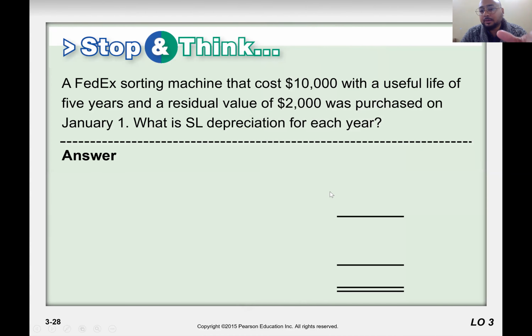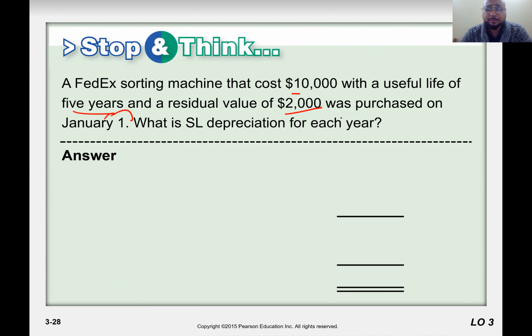So we have an example here. I want all those participants who are watching this online to please pause the video here and try to solve it by yourself. We have a live class here, so let's do it together. A FedEx sorting machine that cost $10,000 with a useful life of 5 years and a residual value of 2,000 was purchased on January 1st. What is the straight line depreciation each month?